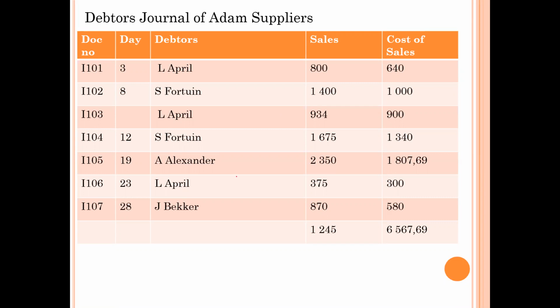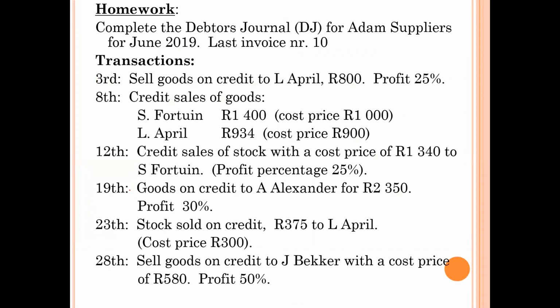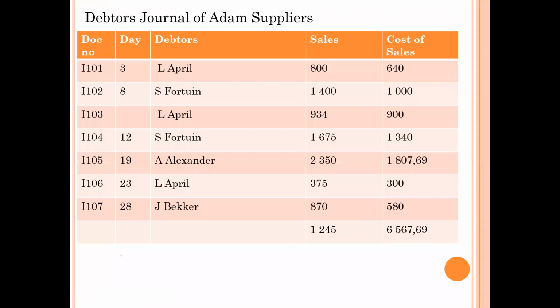Right, let's look at the next one. That's on the 23rd. Stock sold on credit, 375 Rand to R. April. And also an easy one, because I've given you the cost price this time of 300 Rand. So let's look at the entry on the 23rd. R. April, 375 Rand is the sales. And I've given you the cost of sales of 300 Rand.